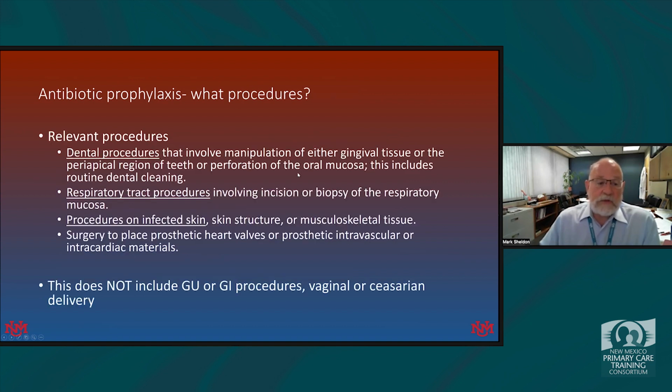What procedures? Again, dental procedures, anything that involves manipulation of gingival tissue, so that it does include a cleaning. Respiratory tract procedures and procedures on infected skin or skin structure. And then surgery to place a prosthetic heart valve or a prosthetic intravascular or intracardiac materials is certainly recommended. And again, I think surprisingly to some people, it does not mean you need prophylaxis with genitourinary or GI procedures.